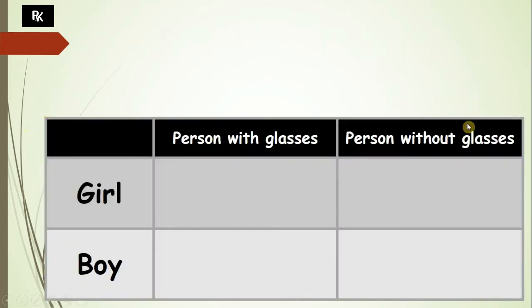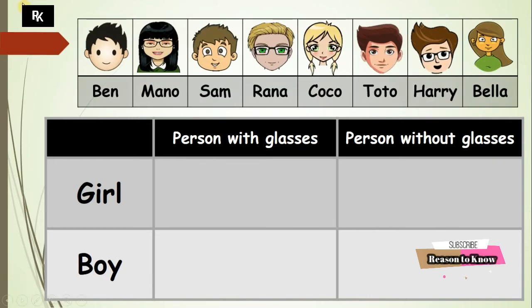Here I have a Carroll diagram and it is labeled as girl, boy, person with glasses, person without glasses. So I have to put those names here, who is wearing glasses and who is not wearing glasses. And I have also sorted out which one is girl and which one is boy. For this I need some names. Here I have some students: Ben, Mano, Sam, Rana, Coco, Toto, Harry and Bella. I have to sort them in my Carroll diagram.